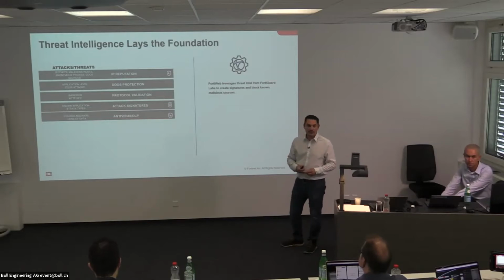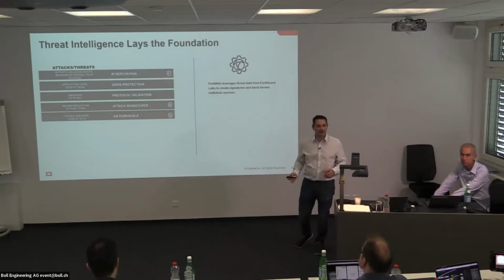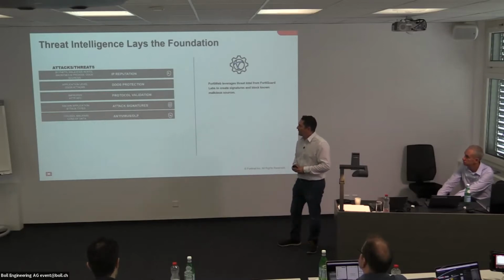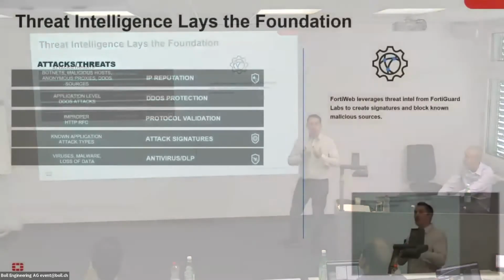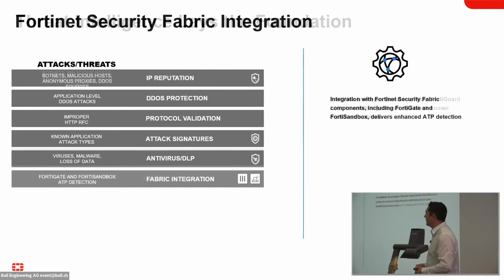Basically, we also provide protocol validation, because it's important to have a clean HTTP request. So everything which is not clean, we can basically drop. We also use FortiGuard services to block known attacks, because all those attacks are referenced. So if we know it, we can basically kick it. Integration also with antivirus and DLP. So this is everything, either protocol, known, or I would say signature-based protection as a first layer.